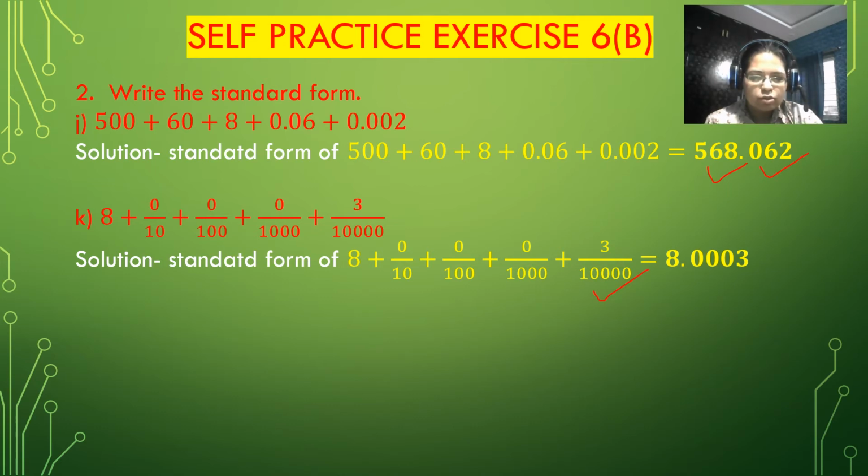So 8 plus 0.0 plus 0.00 plus 0.000 plus 0.0003 is equal to 8.0003.